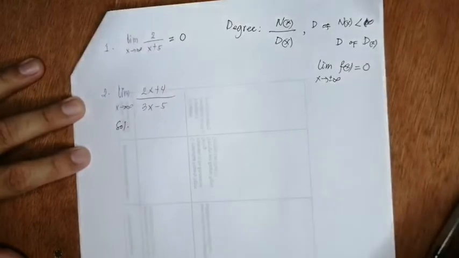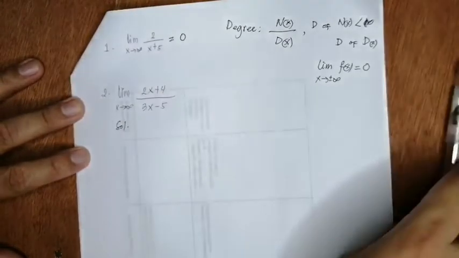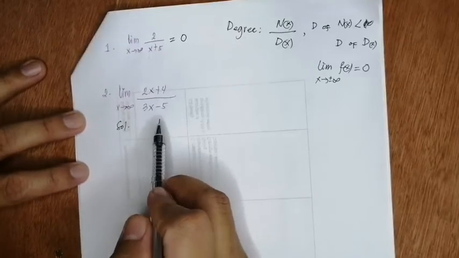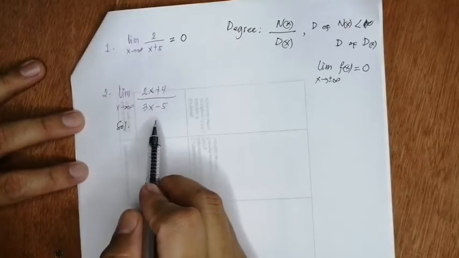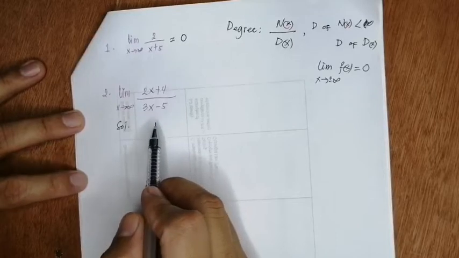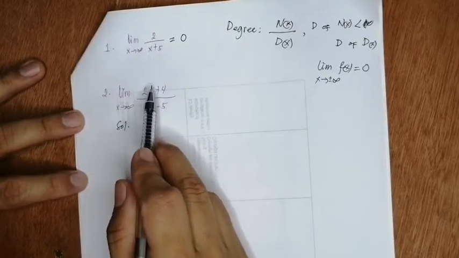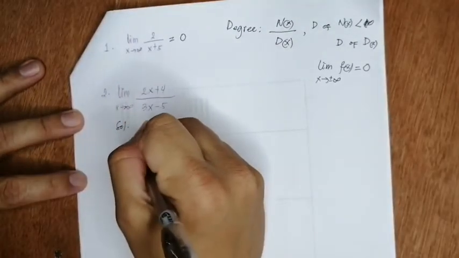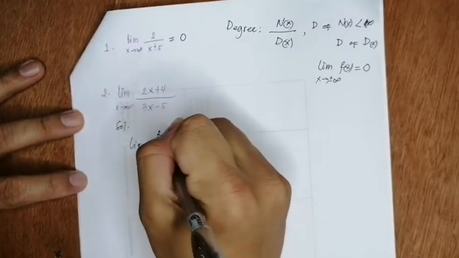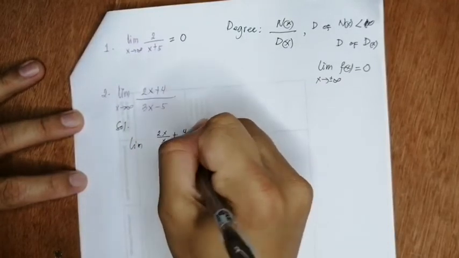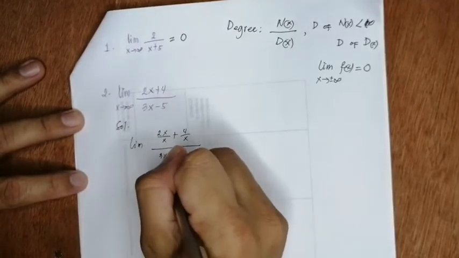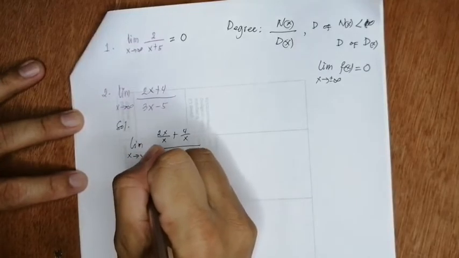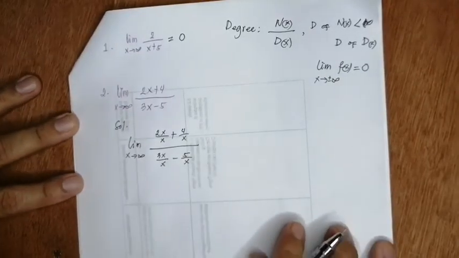So, anong ibig sabihin nun? I-observe ninyo lagi, pag naka-encounter kayo ng ganitong case, i-observe ninyo kung ano ang degree ng inyong denominator. And that will be your divisor dito sa numerator and denominator natin. So in this case, we will be having limit of 2x over x plus 4 over x all over 3x over x minus 5 over x as x approaches positive infinity.